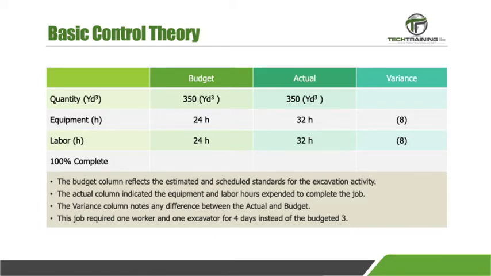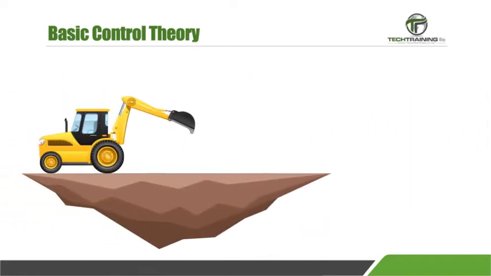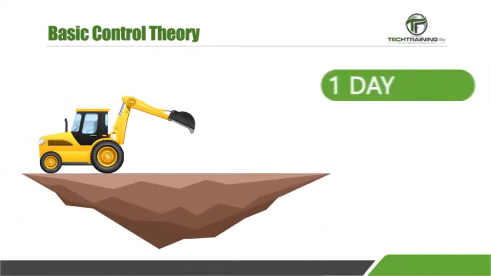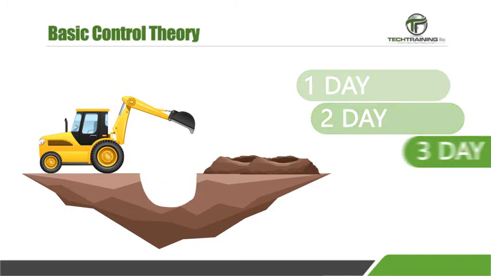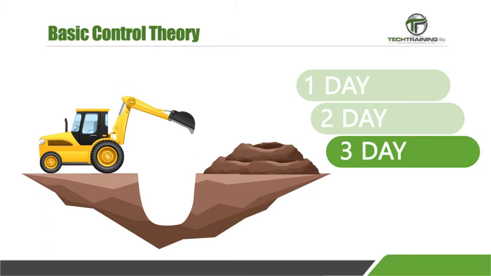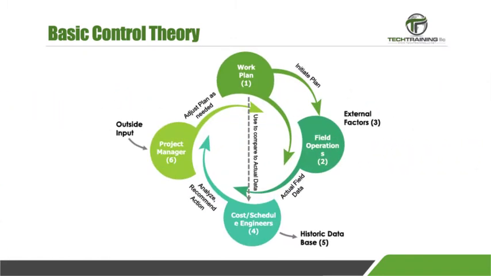The key to project control reporting is that the inconsistency in actual hours and budgeted hours is identified and corrected quickly. Realistically, a small, 3-day excavation project of this nature would have a checkpoint at the end of each day. This is the project control cycle. It consists of 6 individual processes.